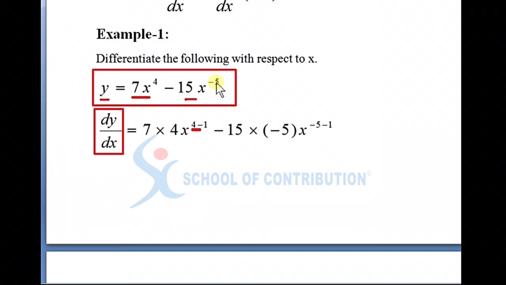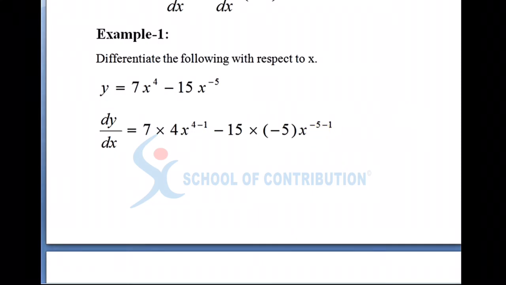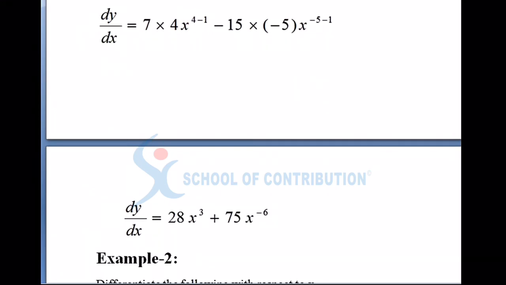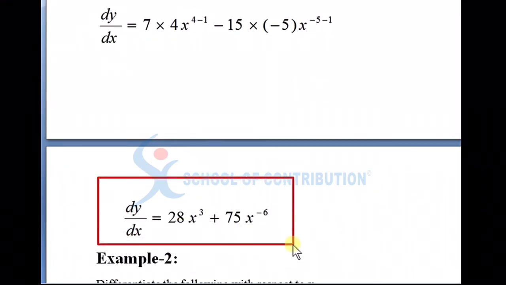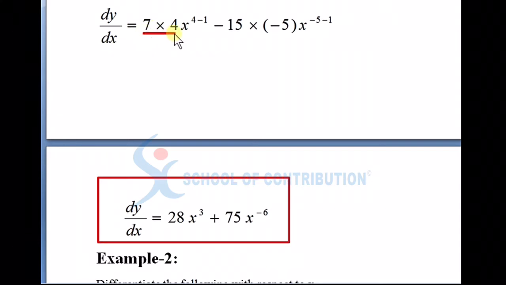So যেহেতু এখানে -5 হচ্ছে পাওয়ার, -5 will come down, 15 multiplied by -5, and then এখানে -5 থেকে আমরা আবার -1 করব, পাওয়ার থেকে -1 করব, so -5 -1, that means -6. আমরা যদি এটাকে সিম্পলিফাই করি, তাহলে আমরা দেখতে পাই যে আমাদের আলটিমেট রেজাল্ট হচ্ছে dy by dx is equal, this is 7 into 4 means 28, and 4 minus 1 means 3, so 28 x to the power cube, x cube, and plus -1 say plus, and 15 multiplied by 5, that means 75, plus 75, and -5 minus 1 means -6, so this is x to the power -6.